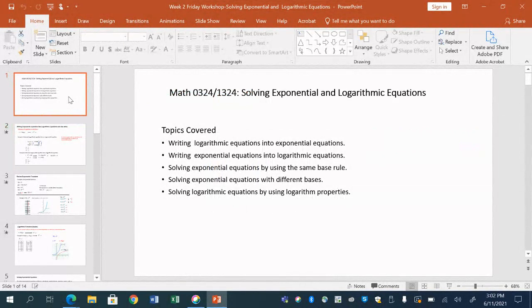Okay, this is today's PowerPoint. I am going to cover, this is for 0324 and 1324, writing logarithmic equations into exponential equations and solving exponential and logarithmic equations.